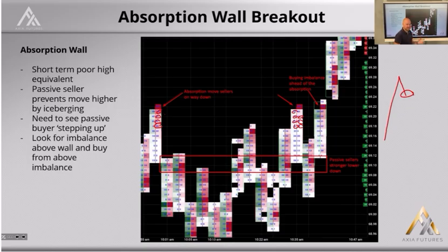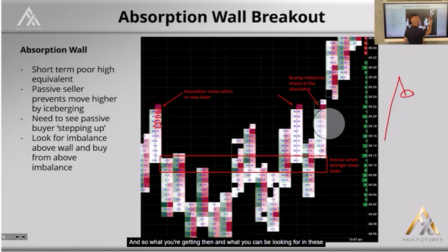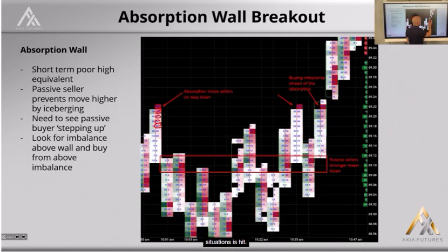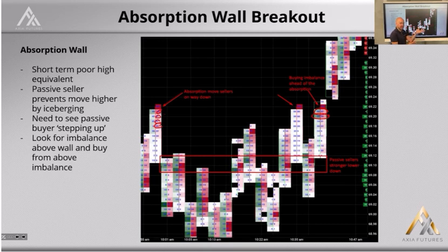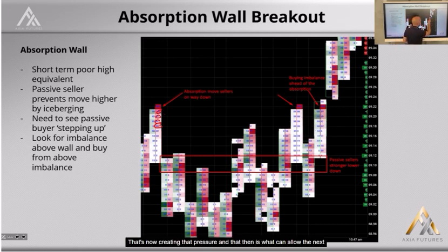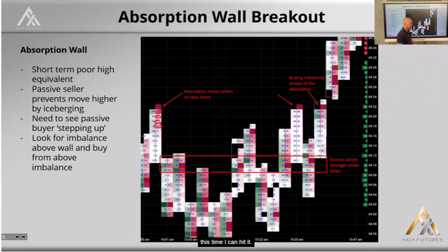It sticks. So what you can be looking for in these situations is, hit now, you've got more buying than selling. So more passive buying than passive selling, i.e. when sellers come in, buyers are there. That's now creating that pressure, and that then is what can allow the next leg of the move up. Allow that break, give you that confidence, because yeah, this time I can hit it.